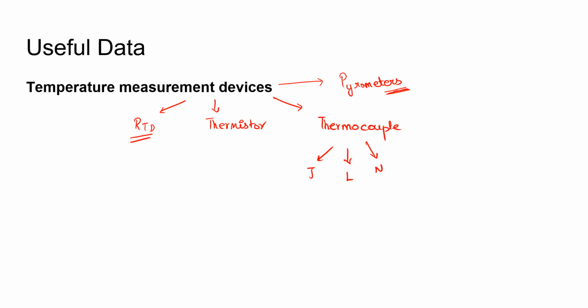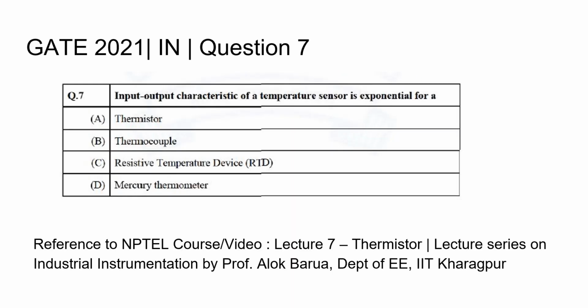Okay, let's have a look at the question. We need to find out the temperature sensor which gives an exponential output for a temperature input. The input is naturally temperature, and the output of thermistor will be in resistance. In thermocouple, it will be in volt because an EMF will be generated proportional to the difference in temperature of the ends. This is based on Seebeck effect.